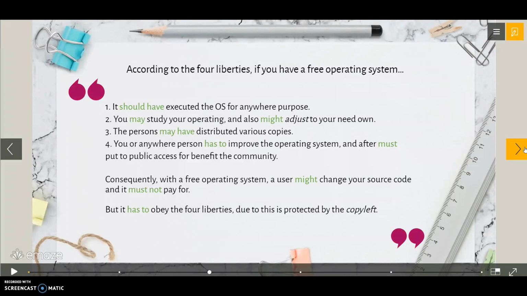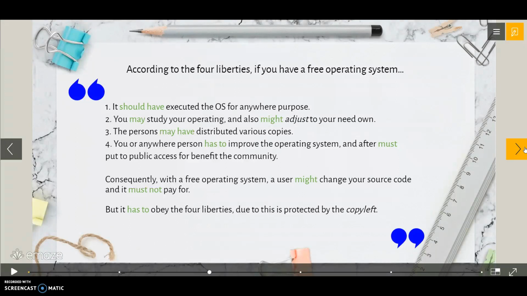According to the four liberties, if you have a free operating system: 1. It should be possible to execute the OS for any purpose. 2. You may study your operating system and also adjust it to your needs. 3. A person may distribute various copies. 4. Anyone may improve the operating system and then must make it publicly accessible for the benefit of the community.